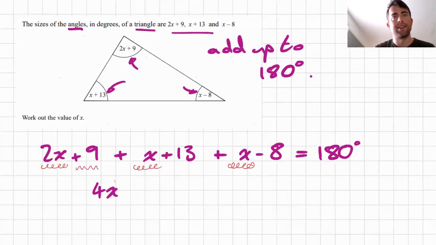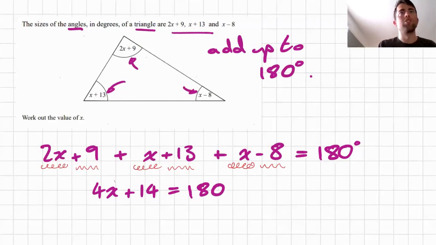Add 9, add 13, take away 8. What's that? 9 add 13 is 22. Take away 8 is 14. That took me a bit too long, that did. 14 equals 180.